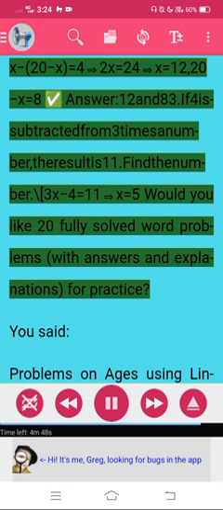x minus (20 minus x) equals 4 ⇒ 2x equals 24 ⇒ x equals 12. 20 minus x equals 8. Check, answer: 12 and 8. Problem 3: If 4 is subtracted from 3 times a number, the result is 11. Find the number. 3x minus 4 equals 11 ⇒ x equals 5. Would you like 20 fully solved word problems with answers and explanations for practice?